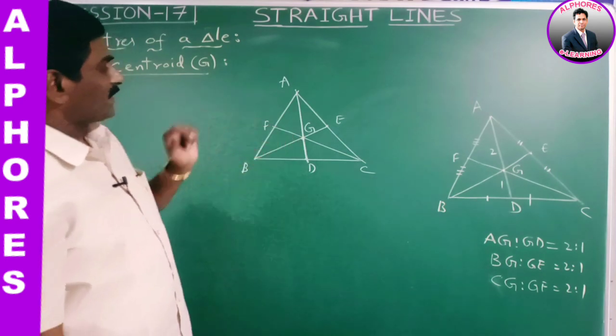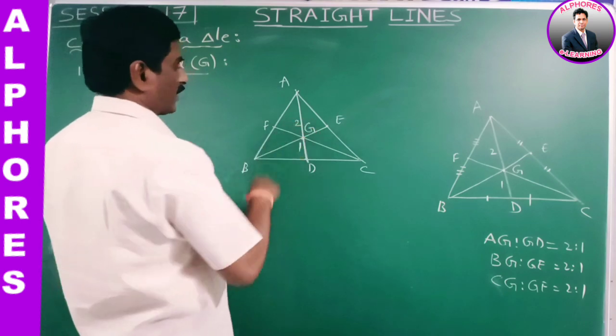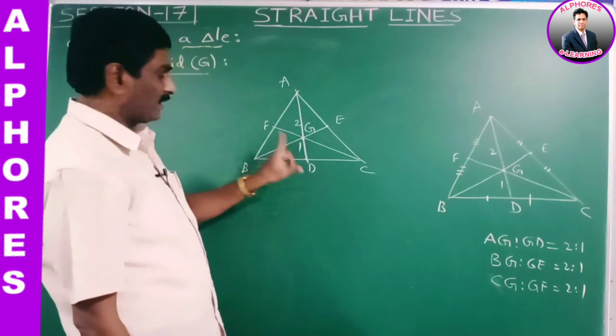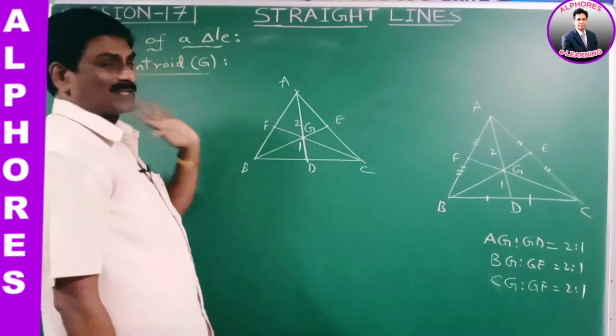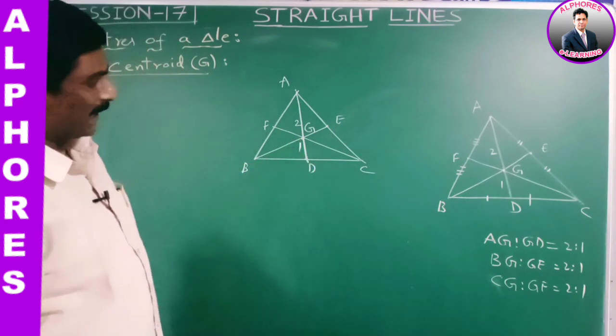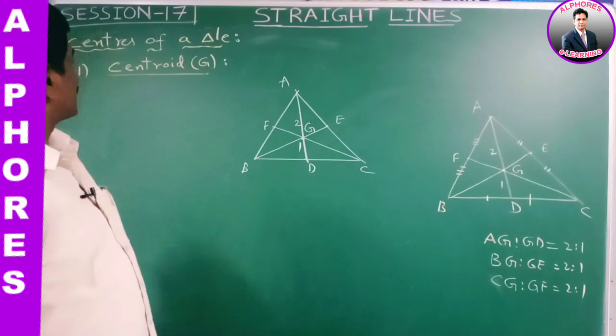Here, the centroid G divides the median in the ratio of 2:1. AG is to GD is equal to 2:1. BG is to GE is equal to 2:1. At the same time, CG is to GF is equal to 2:1. Okay, 2:1. Please note these values.